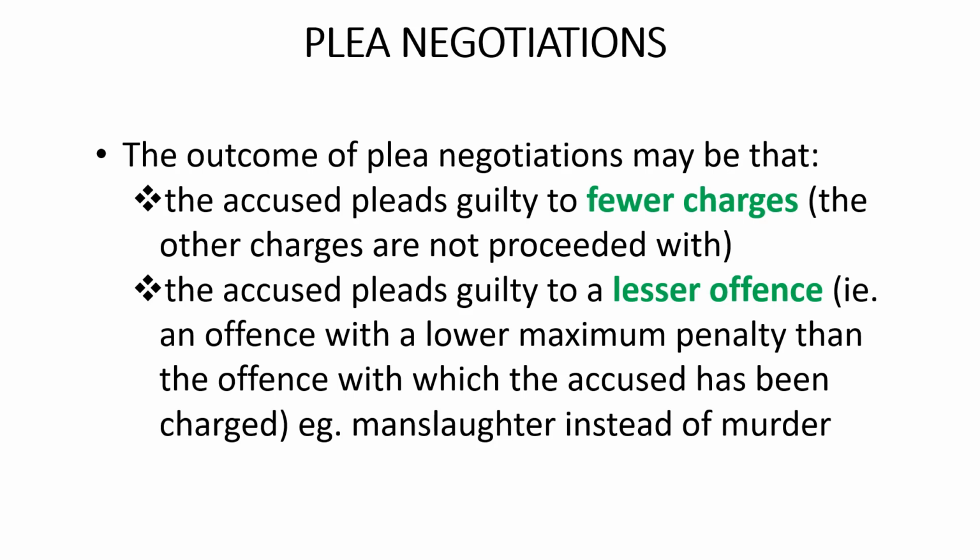So, for example, where an accused has been charged with murder, the accused and the prosecution might instead agree that the accused will plead guilty to manslaughter. In the case of murder, the maximum penalty is life imprisonment, but in the case of manslaughter, the maximum penalty is 25 years imprisonment. So you can see that, in this case, this is an example of an accused pleading guilty to a lesser offence.